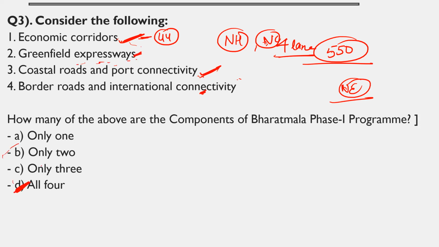So that was the first phase of the Bharatmala project. Around 35,000 kilometers they are going to cover in this Bharatmala Phase 1 program. It includes highways and so many things. So that was the Bharatmala project, another very important project for India.